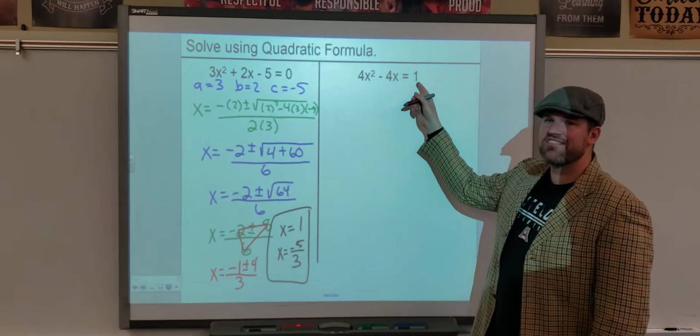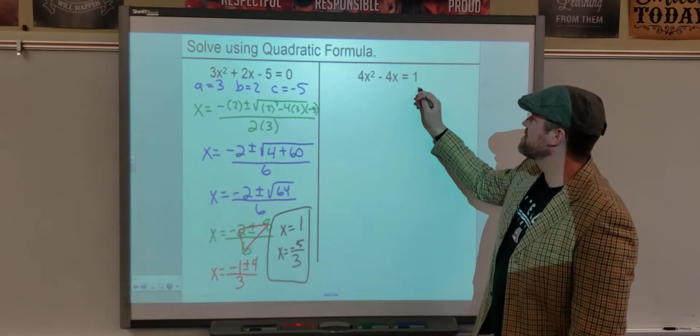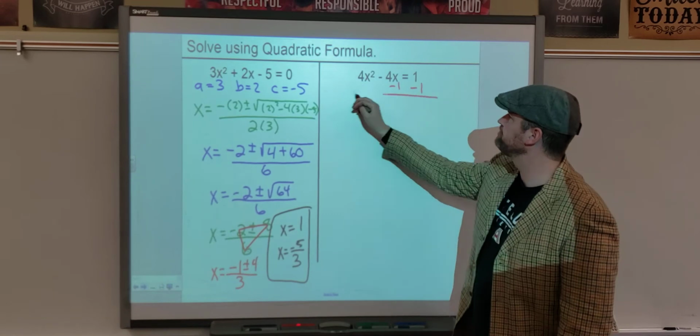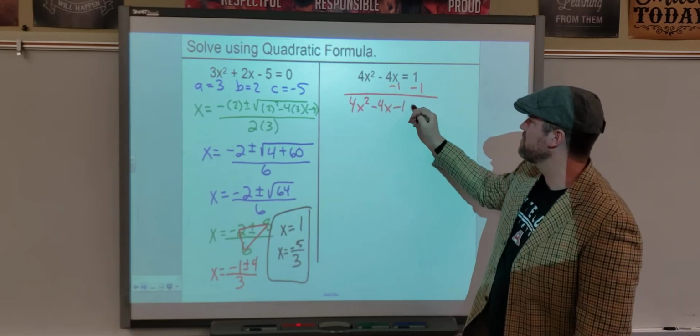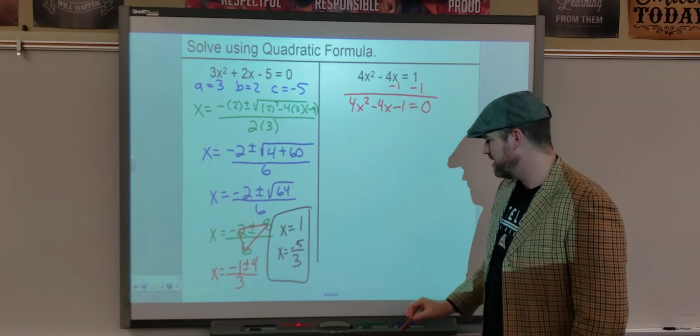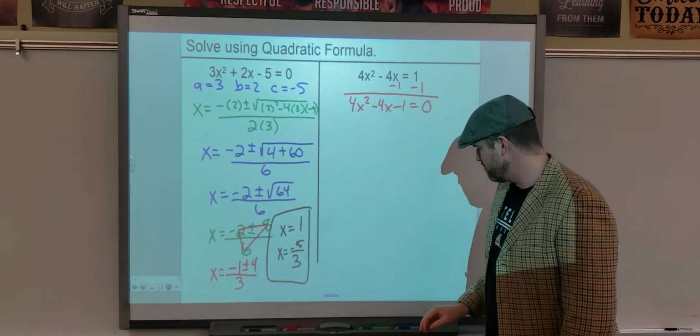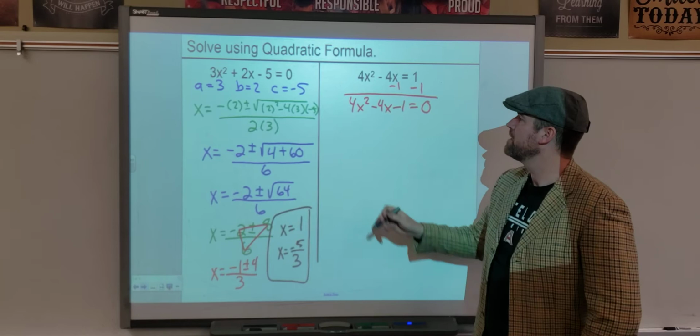That's right, we need this to be equal to 0. So I'm going to subtract 1 on both sides. 4x squared minus 4x minus 1 equals 0. Now that it's in standard form, we can use the quadratic formula.